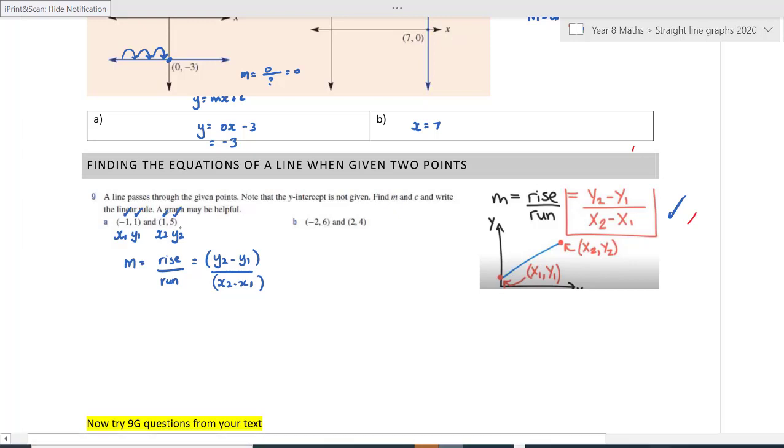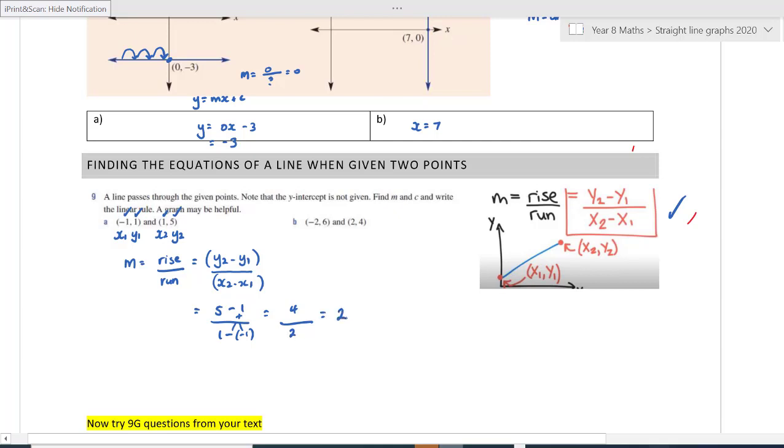So let's do that. y2 is 5, so we've got 5, and then we take away y1, which is 1. x2 is 1, and x1, we're subtracting -1. Now 5 take 1 is 4, but of course, what's this going to be? 1 subtract -1. Remember that negative becomes a positive, so it's the same as 1 plus 1, which is 2. So that gives us a gradient of 2.